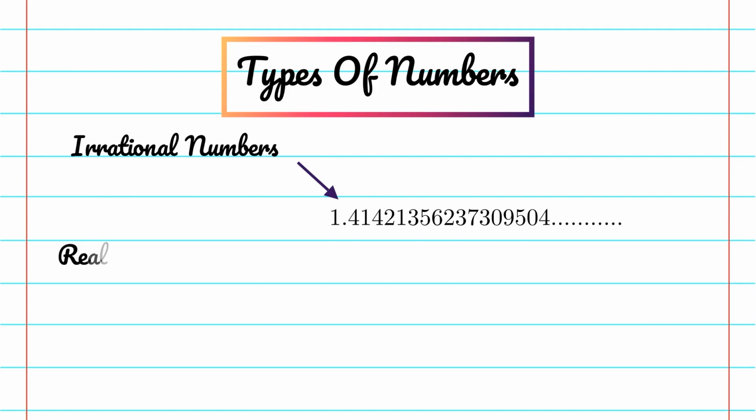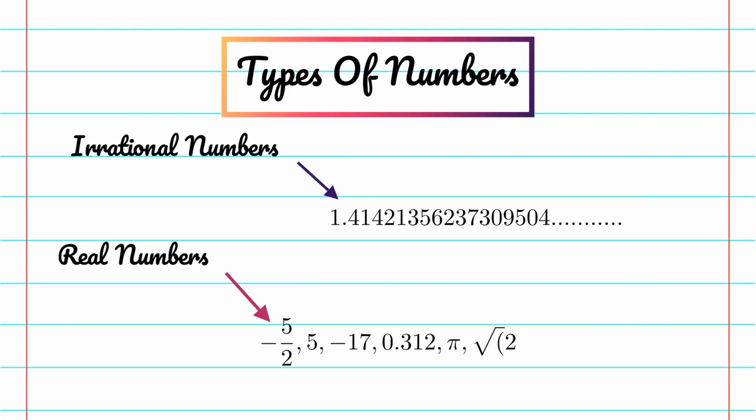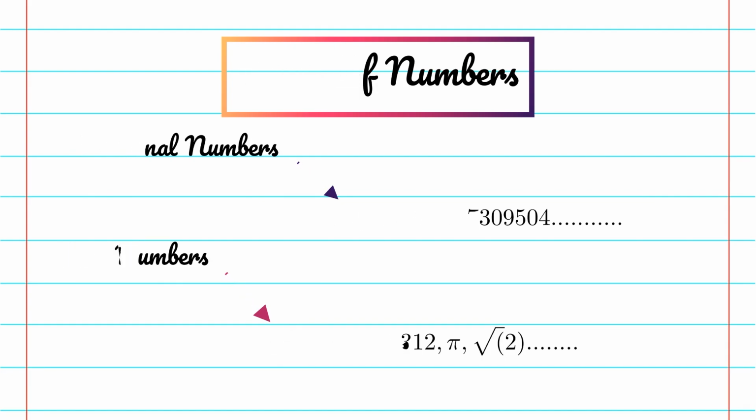Then we have real numbers. Real numbers, on the other hand, include all the numbers we have in everyday life. Now, this includes whole numbers, decimals, fractions, irrational numbers. Let's understand the relation between these numbers.